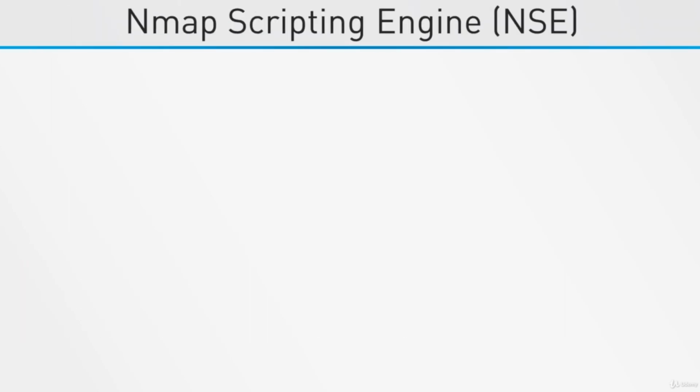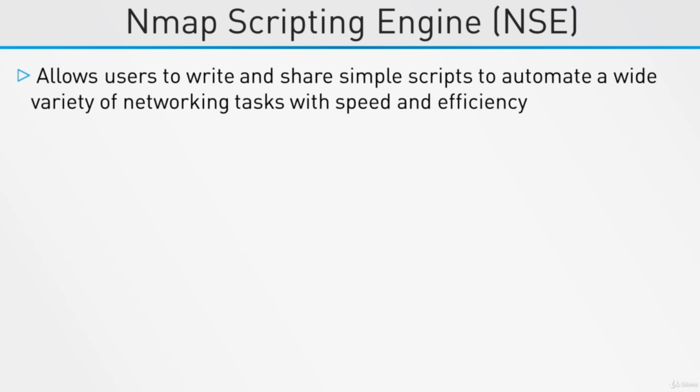And we have NSE or Nmap Scripting Engine, which is one of Nmap's most powerful and flexible features. It allows users to write and share simple scripts to automate a wide variety of networking tasks with speed and efficiency. It extends Nmap's functionality in 5 different ways: network discovery, more sophisticated version detection, vulnerability detection, backdoor detection, and vulnerability exploitation.